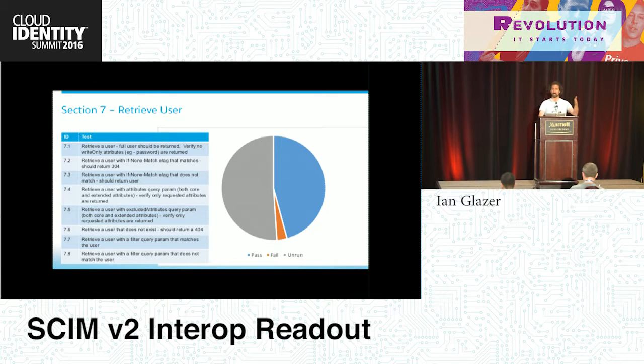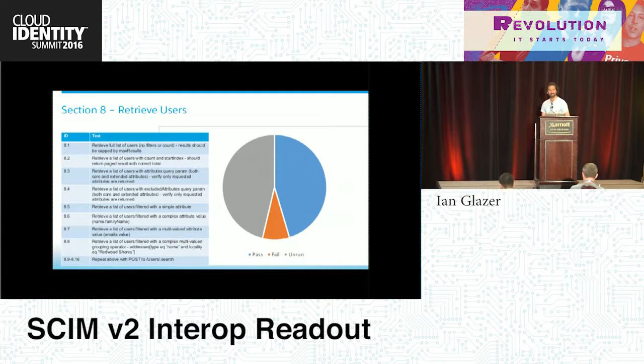So then having retrieved a user, let's go retrieve all users. So section 8 was looking at that. Similar results in terms of coverage and passing. So pretty good. It's sort of the extent to which servers were going to implement other capabilities. One note, that last line, 8.9 through 16, is basically do all these things again, but use post against /.search. Nobody implemented /.search, so none of those tests got run. We'll talk about implications of that in a sec.